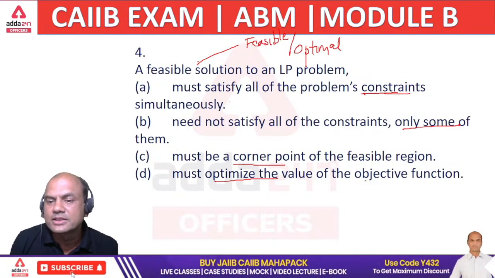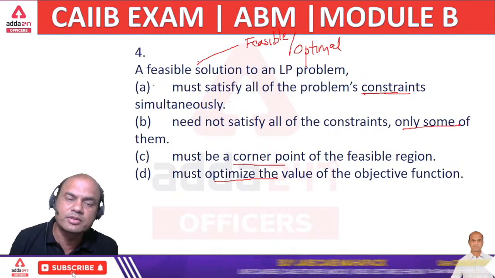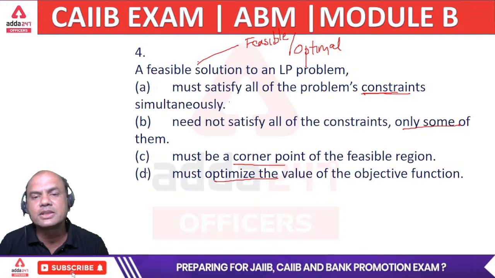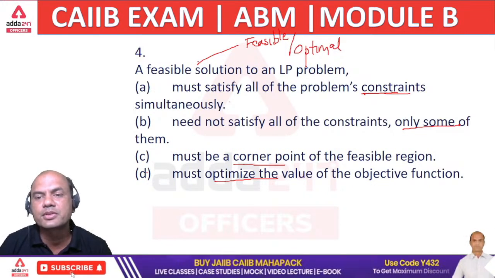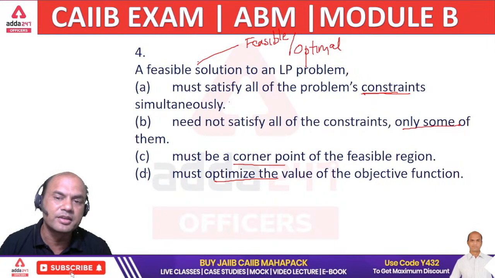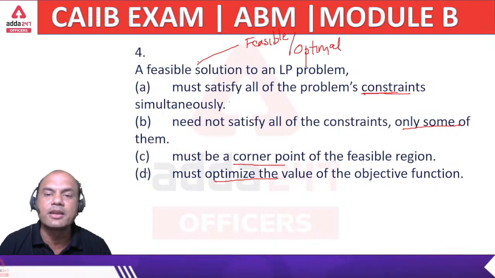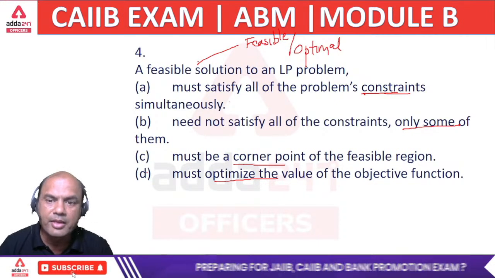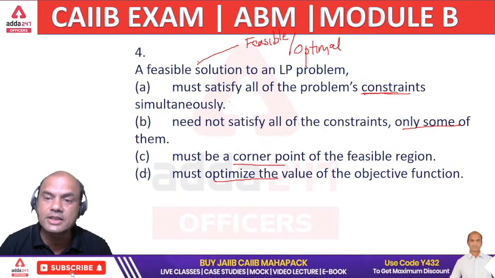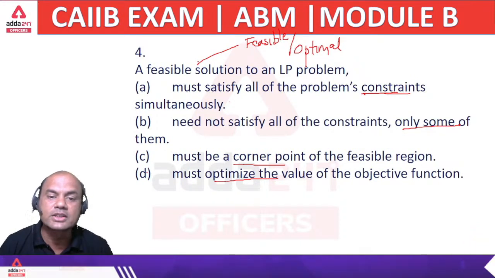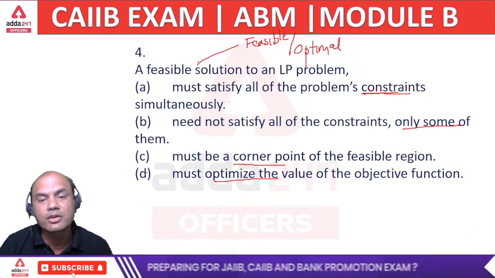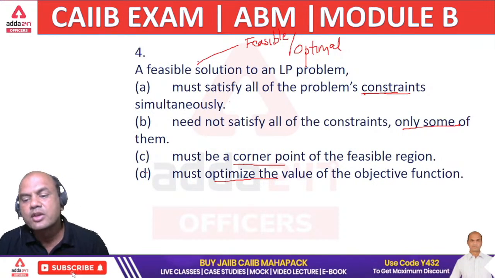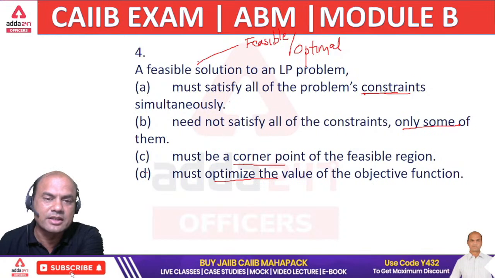So is this the answer? Type, everyone, you should type A, B, C or D. Let me see. Must satisfy all the problem's constraints simultaneously. Means all the constraints should be satisfied simultaneously, only then it is called feasible. So is this the answer? Or B is the answer, only some of them? Or C is the answer, corner points? But for corner points I have just shown you the example where it's parallel, right? So type, everyone, which is the answer? A, B, C or D?